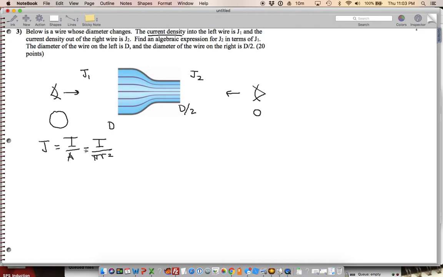So okay, let's write my current in terms of J for the left side. I is equal to J1 times A1, and I over here is going to equal J2 times A2. We'll call this A1 and A2.